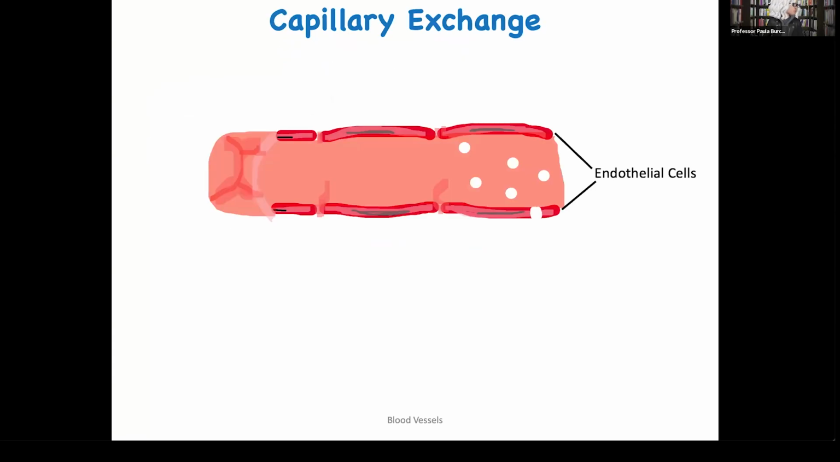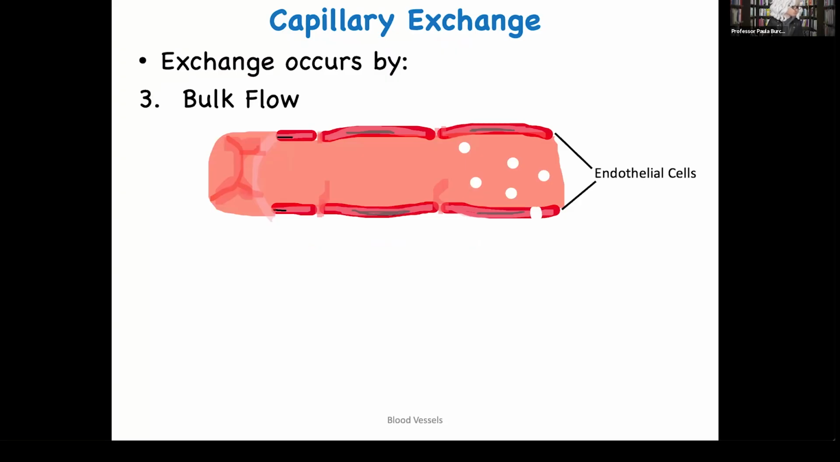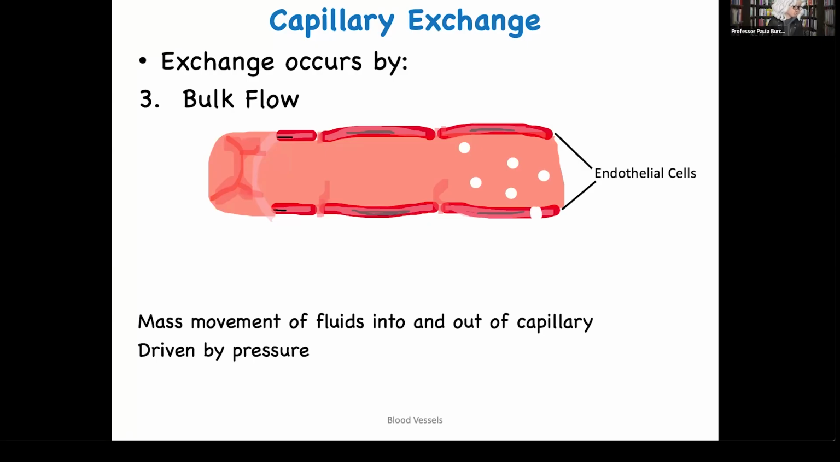The last mechanism is bulk flow. This is what we're going to investigate further. As the term bulk refers, we are moving large volumes, in this case, plasma and solutes within the plasma. Bulk flow can move plasma with solutes from the capillary into the interstitial fluid surrounding the cells, and in the opposite direction from the interstitial fluid into the capillary.